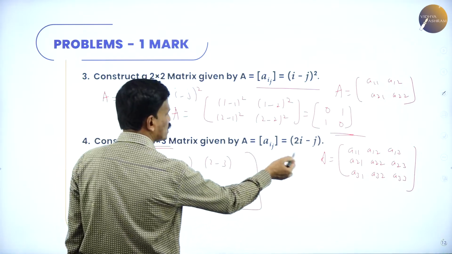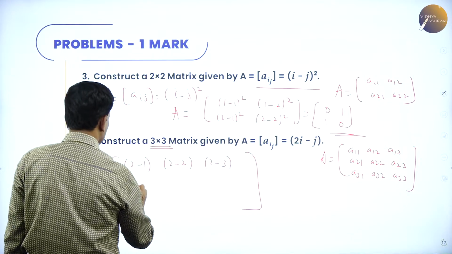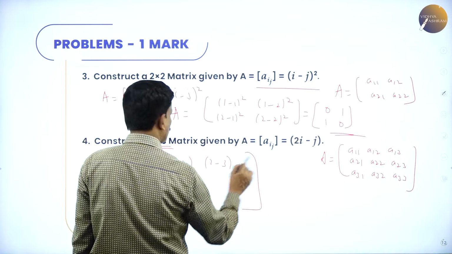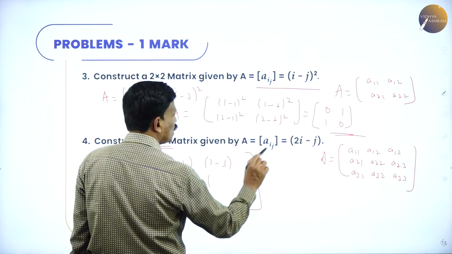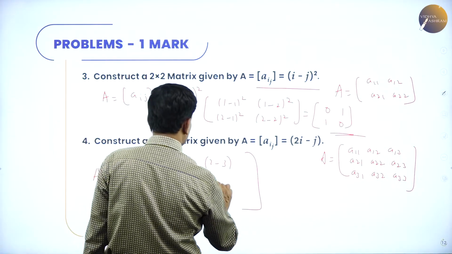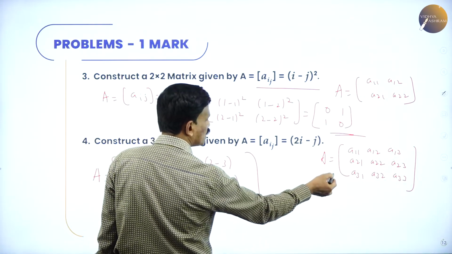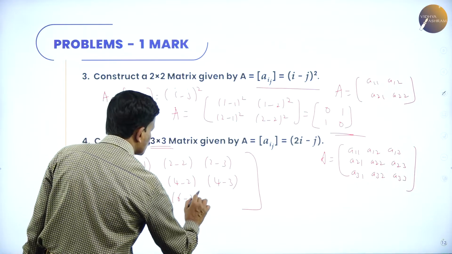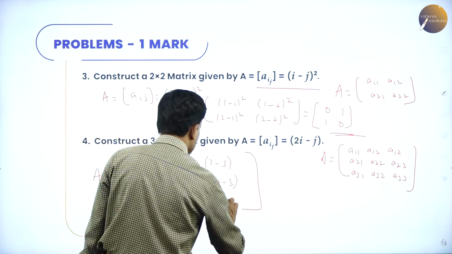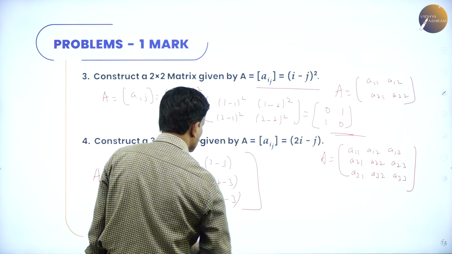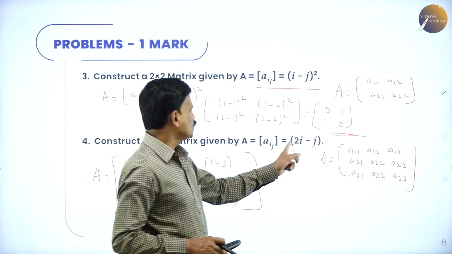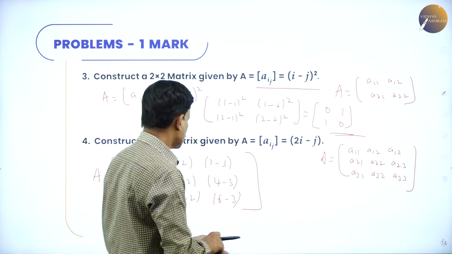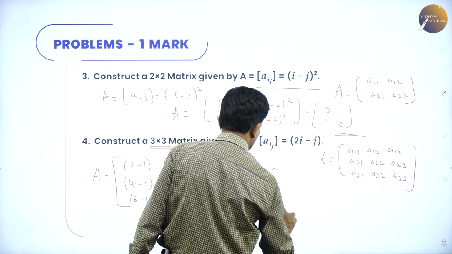And the second row, for the second row just multiply by 2. 2 into 2 is 4 minus 1, again 2 into 2 is 4 minus 2, again 2 into 2 is 4 minus 3. Next, for the third row, multiply by 3. 3 into 2 is 6 minus 1, 6 minus 2 and 6 minus 3. That's it. So if you simplify, what is the answer you are going to get for this?